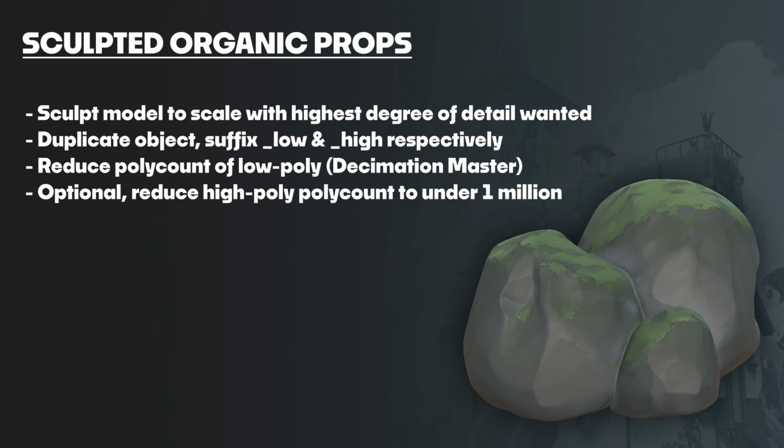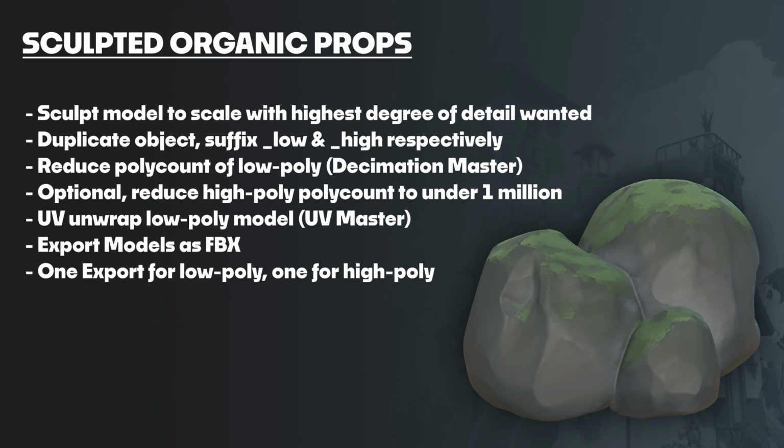If your high poly model has over 1 million polys, you also may want to decimate it, as too high poly counts can slow down the baking process. The low poly model must now be UV unwrapped. We can do this automatically using something like the UV Master in ZBrush, or it could be taken out and done manually in another program. Finally, we must do two separate FBX exports, with the low poly as one object and the high poly as one object.